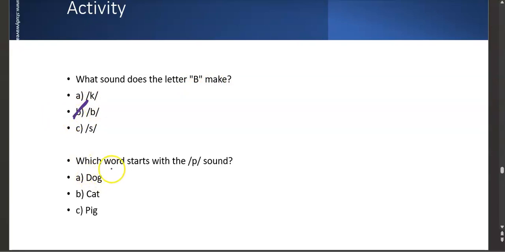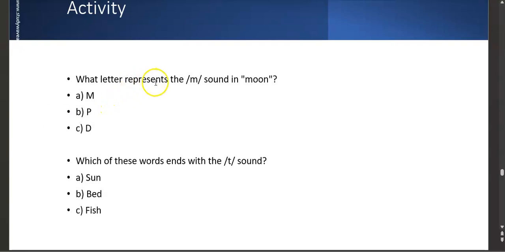Next, which word starts with the sound P? This is the sound P. So which word starts with that? It's pig. So you mark it like that. I want you to do this exercise for all the 10 questions I've given you here, where you just mark the right answer. We have this question here: what letter represents the sound M? That is letter M here. So you mark it. That is the activity you'll do.